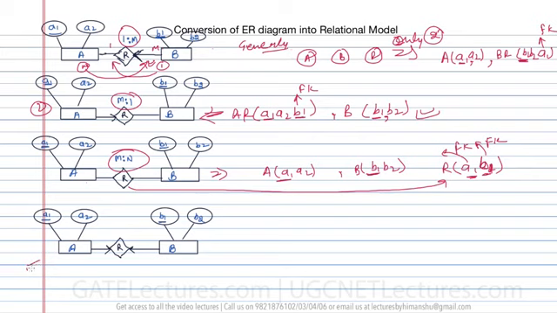Now check out the next diagram. Here we have a one-to-one relationship in both directions. If you have a one-to-one relationship, we are only going to require two tables. We don't require more than two tables. For these two tables, you can combine A with the relation R, so you make a table AR with attributes A1, A2 and B1, and the second will be table B, with B1 and B2.